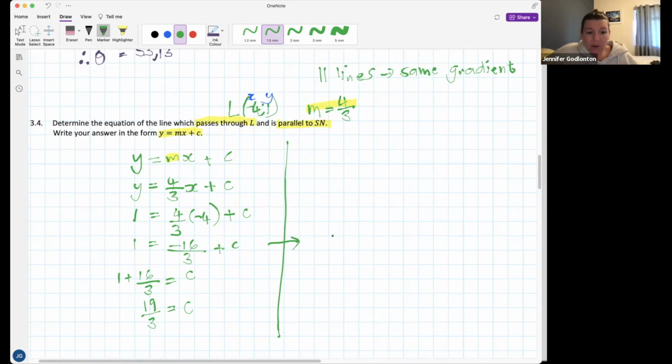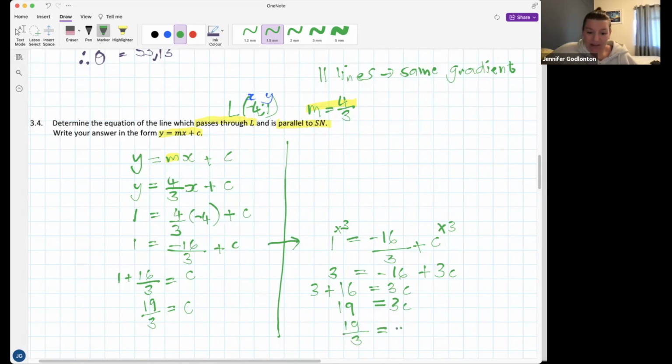So where we have 1 is equal to negative 16 over 3 plus c, if we wanted to not have that denominator anymore, we'd need to make sure all of them have the same denominator. So we'd need to multiply that by 3, and we need to multiply that by 3. So we would have 3 is equal to negative 16 plus 3c. And then we're going to keep on going. So we're going to say 3 plus 16 is equal to 3c, which means 19 is equal to 3c, which means 19 over 3 is c.